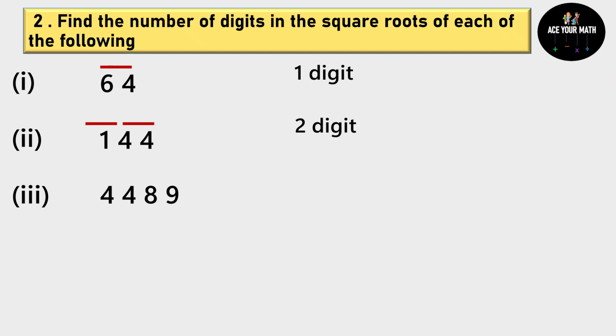Now look at the third question. It is 4489. Start forming pairs. Since 2 pairs are formed, your answer will be in 2 digits. Pairing and grouping are one and the same thing.